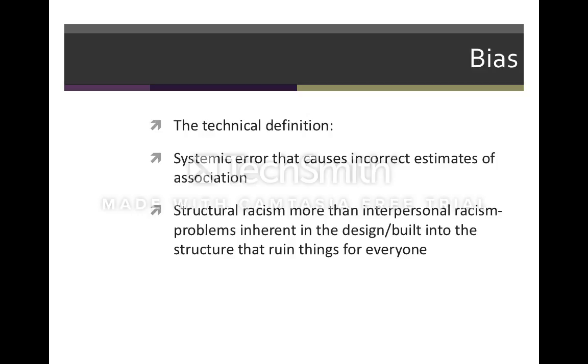This screencast is about bias. The technical definition of bias is systemic error that causes incorrect estimates of association. And I'll say that again. The technical definition of bias is systemic error that causes incorrect estimates of association.